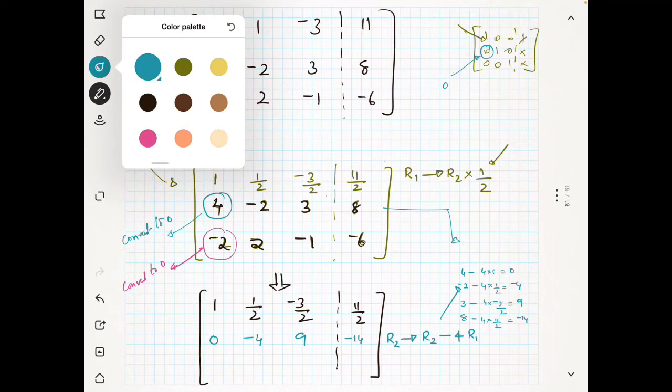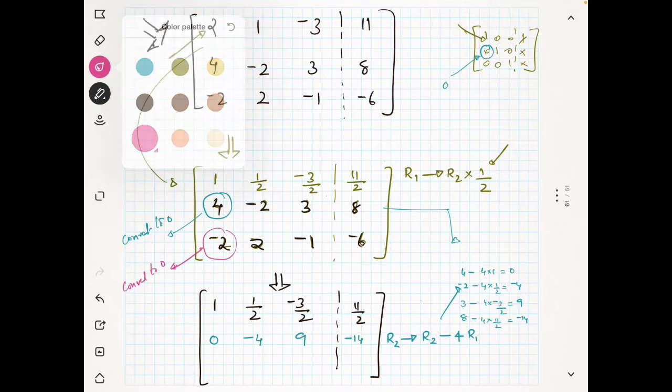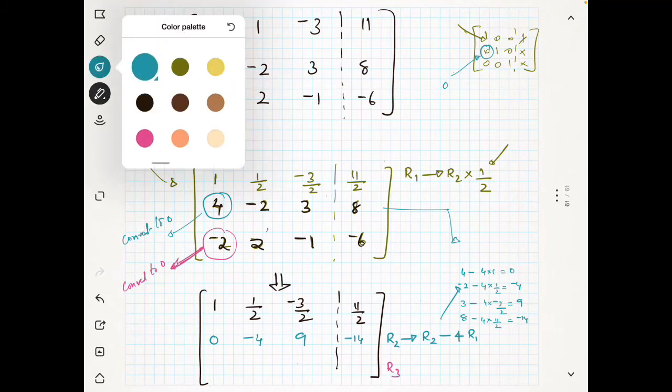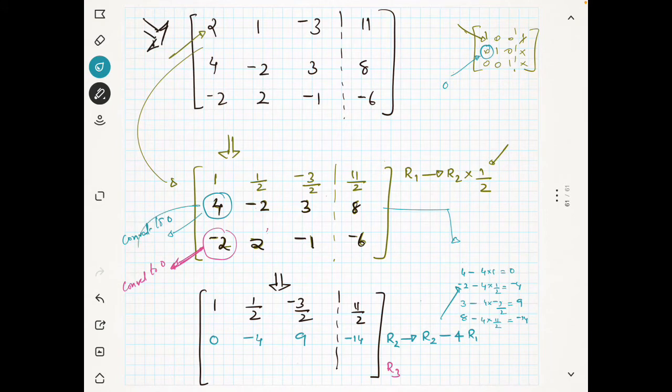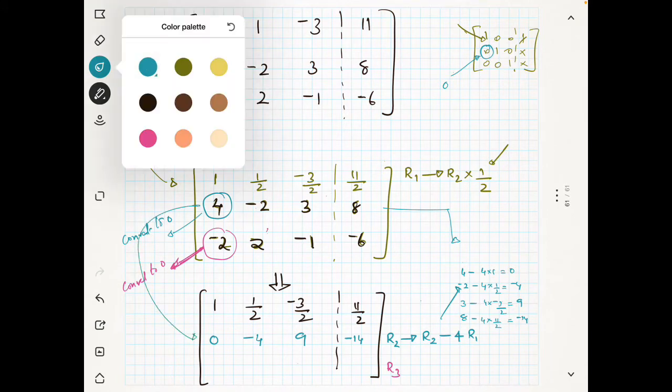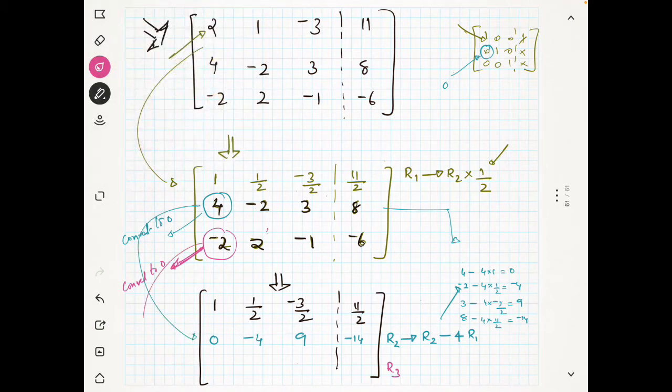Next you see I am going to change my row 3, because for my row 3 I need to convert it also. I want 0 here. I told you I want 0 here for row 3. You see my row 1 is already converted now. Now I am going to talk about row 3. There is minus 2 here.